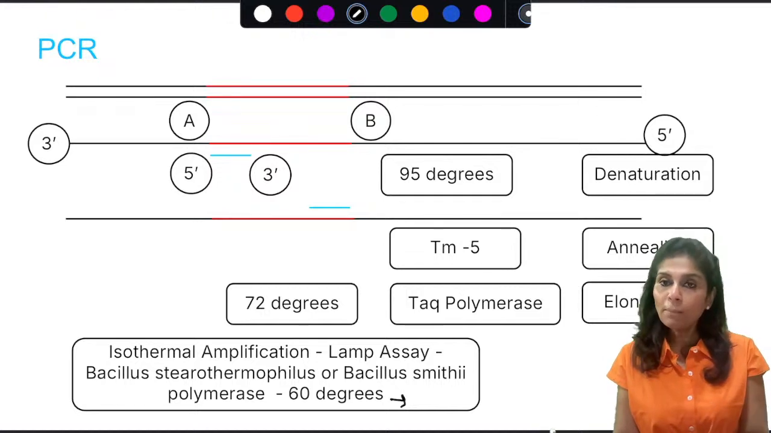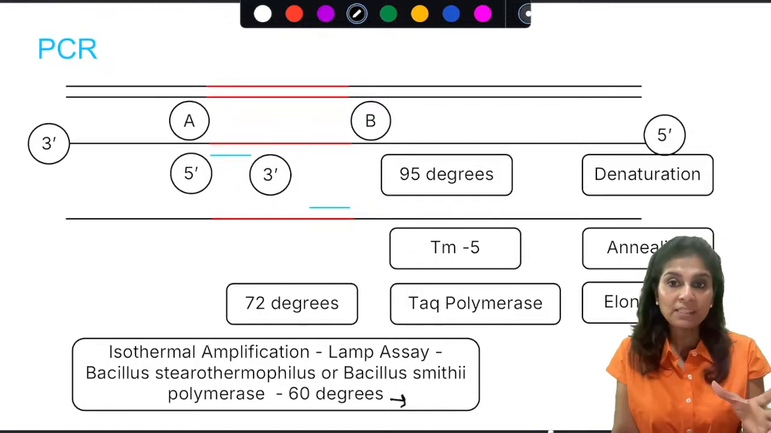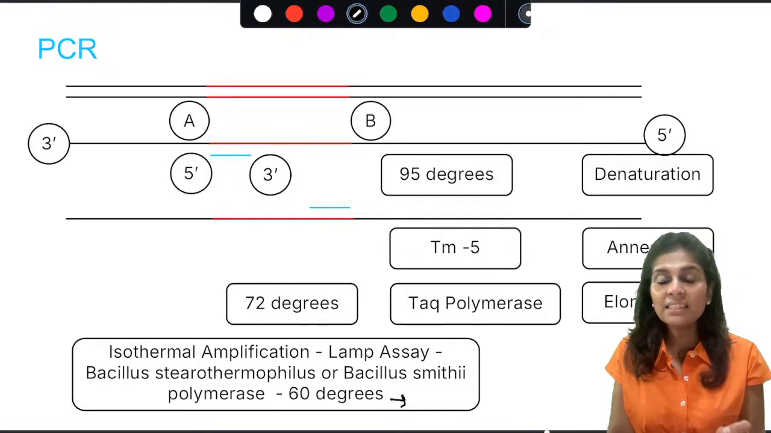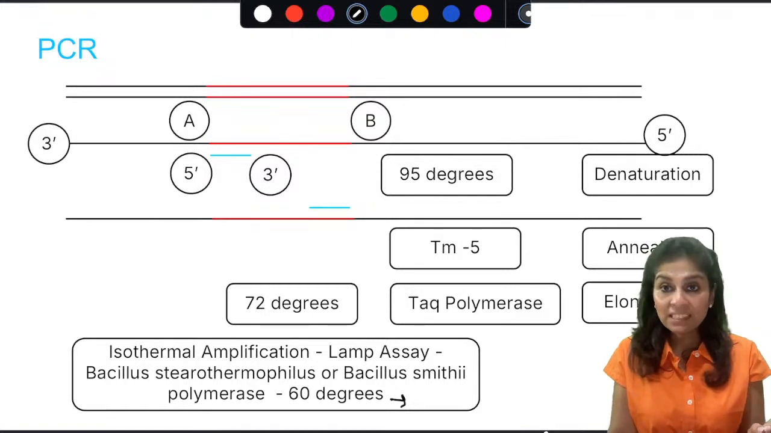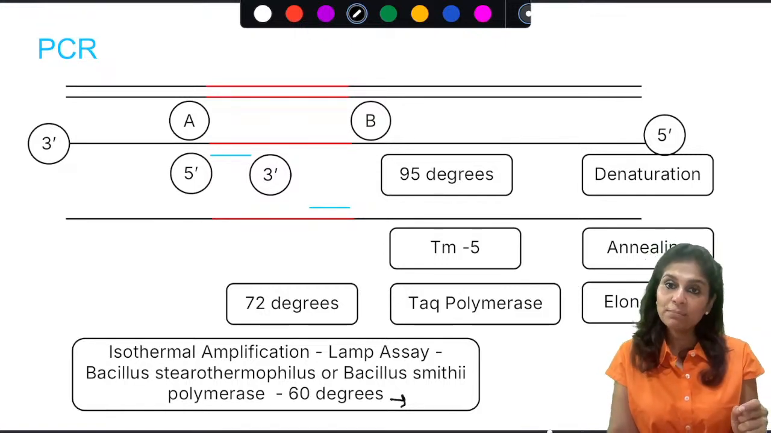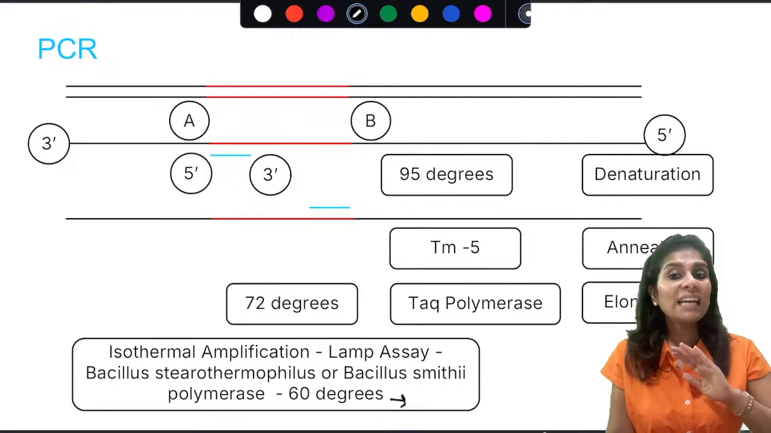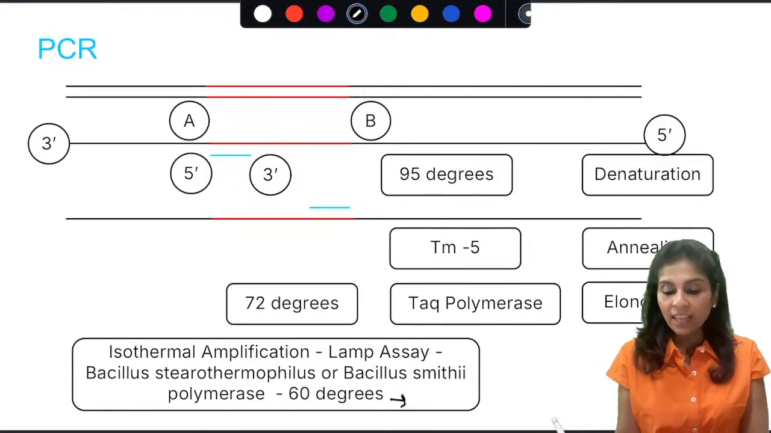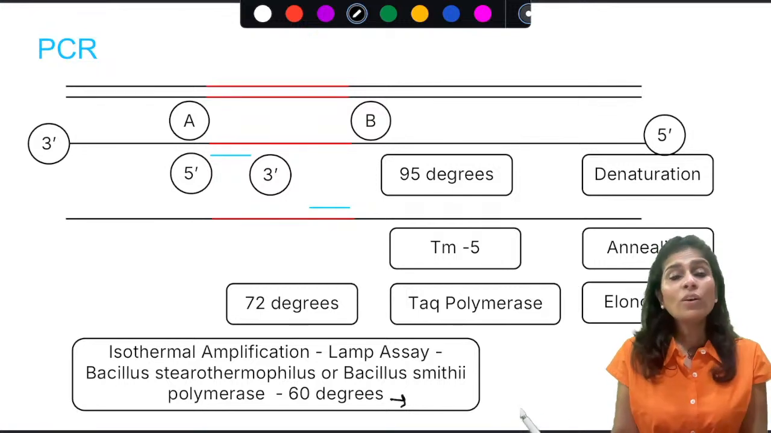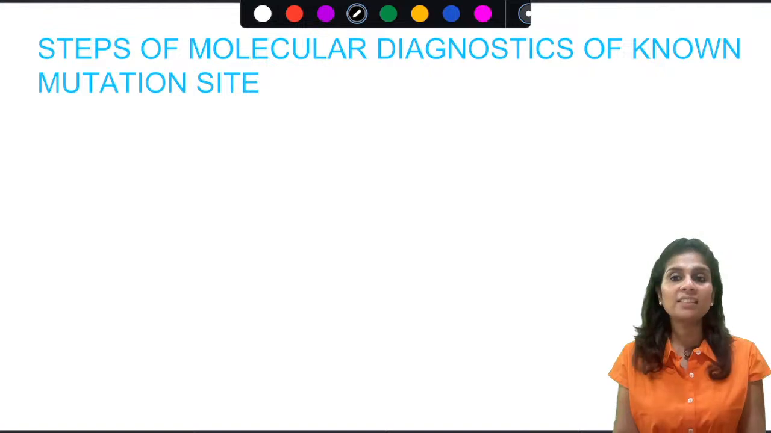So that's all about what is conventional PCR and what is LAMP assay, which is an isothermal amplification technique, which uses BST DNA polymerase or BSM DNA polymerase, which allows the entire reaction to get over at 60 degrees. Okay. Now, what are the steps to be followed for detecting a known mutation site?